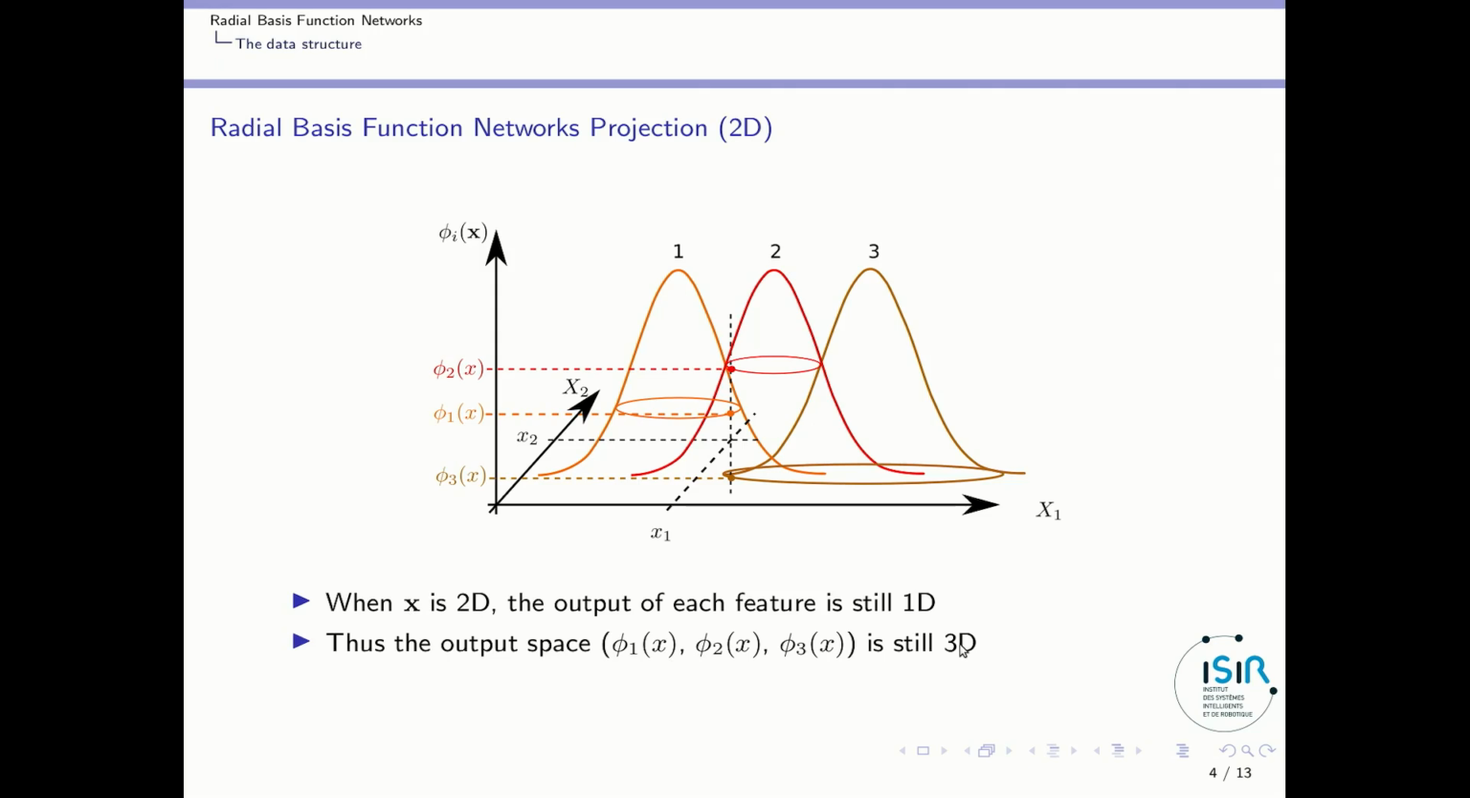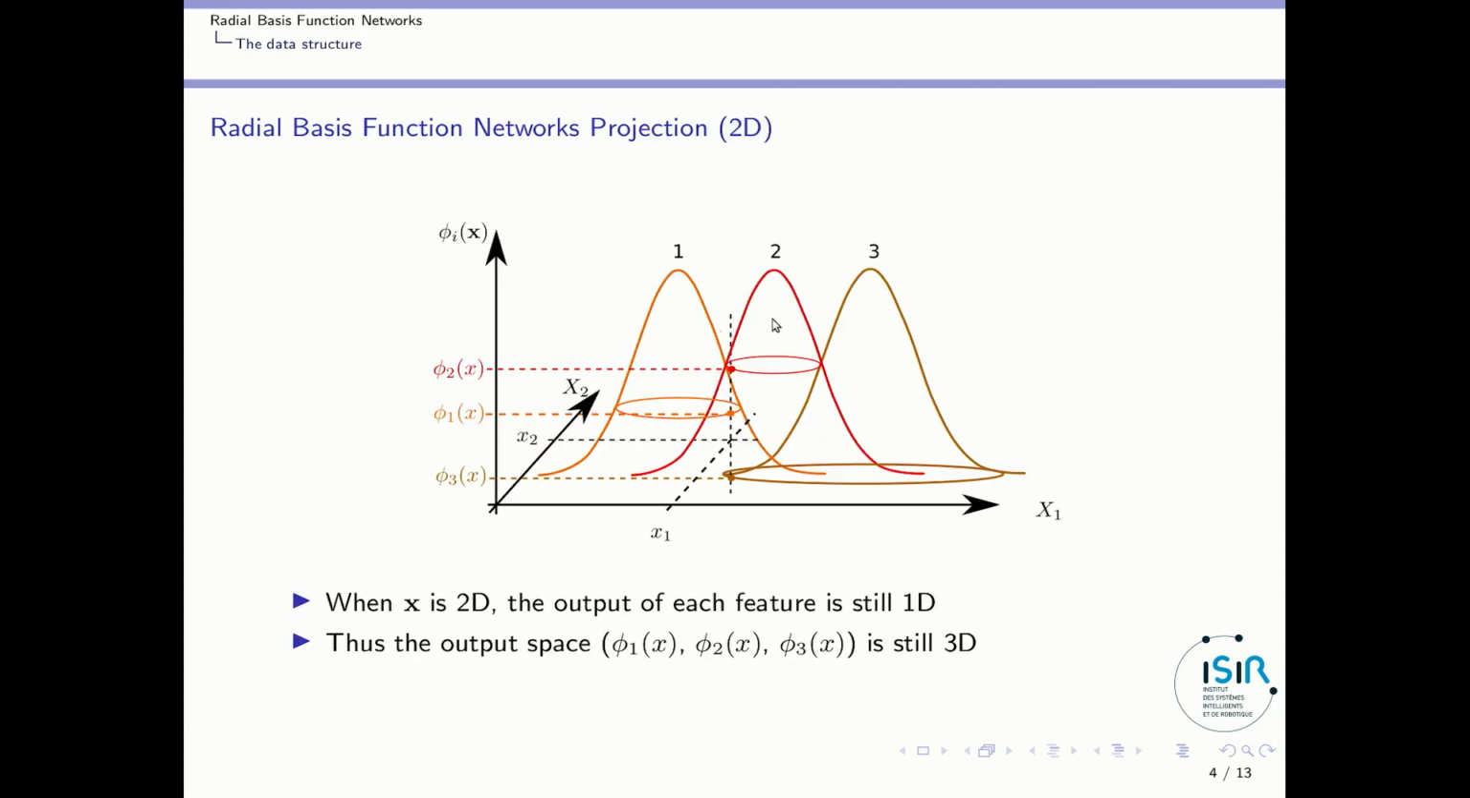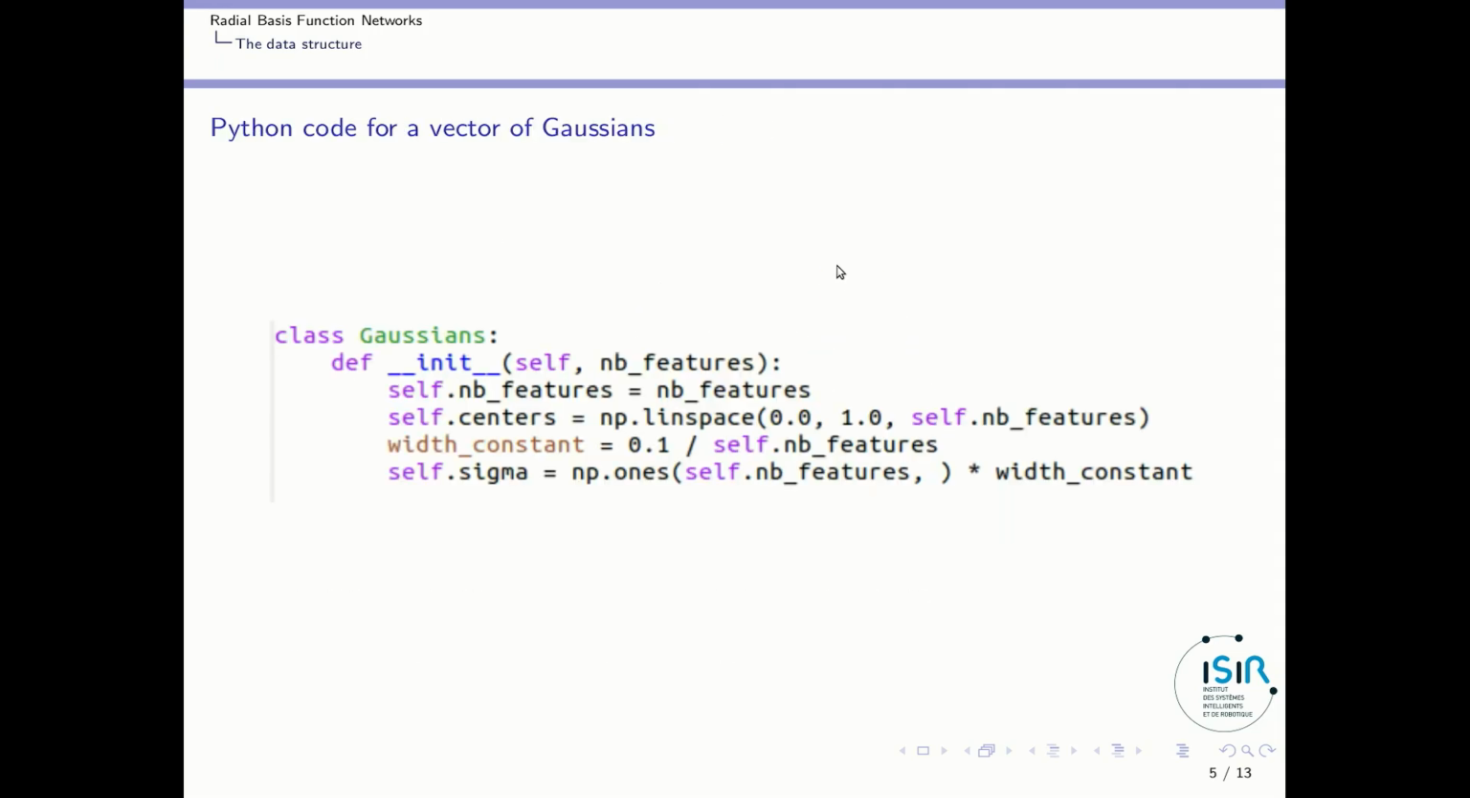Now let's have a look at how you can code those radial basis function networks. First, I have defined a class called Gaussians, where the initialization does the following. First, you give it a number of features, so that's the number of Gaussians that you use. Here it's 3, so I will use Gaussians with 3 as parameter, and I will set my number of features with this parameter. Then I have to decide where the centers of my Gaussians are, and what I do is that I just get them evenly distributed in 0, 1.